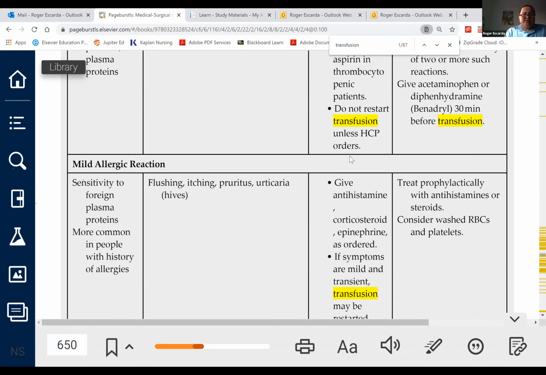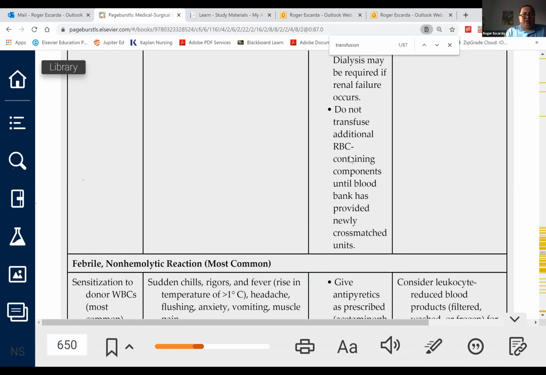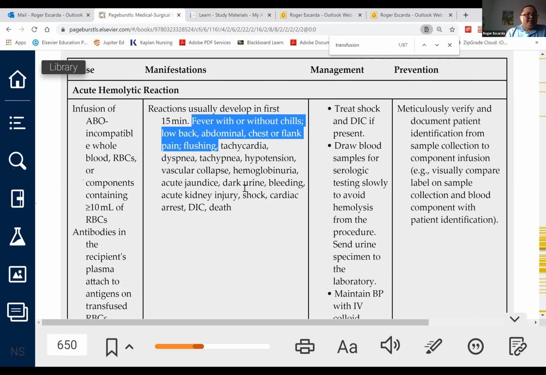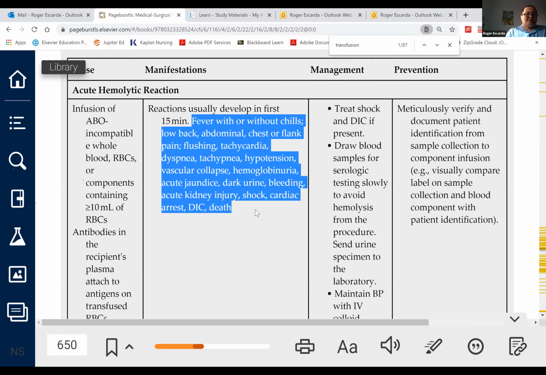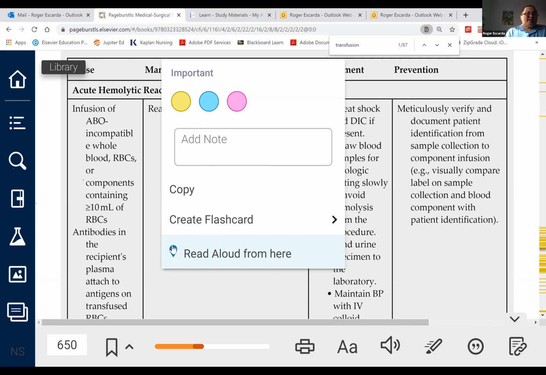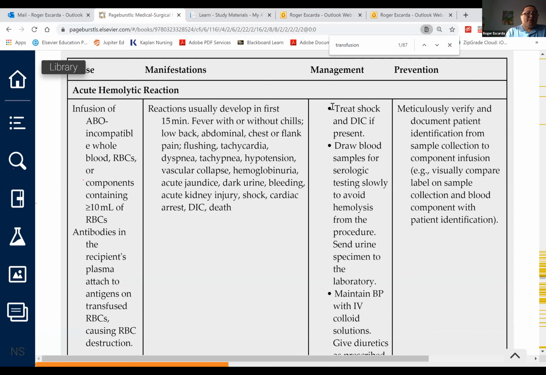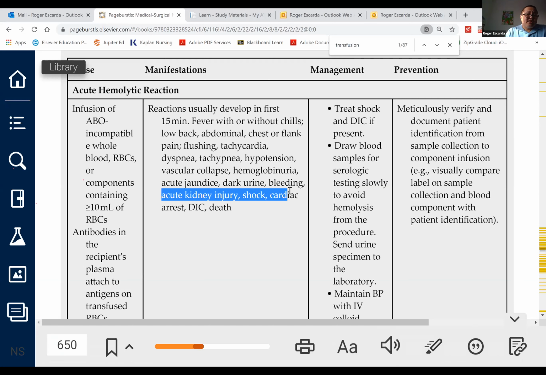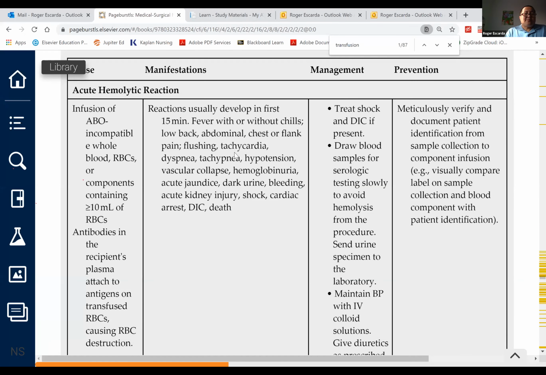Any other question? Again, you need to read all three columns down. You need to know how to recognize it, because that's what you're paid to do. You don't just start a blood transfusion and then leave. You're monitoring the patient. If you see these signs, that's an acute hemolytic reaction. Then you stop the transfusion, and depending on how soon you stopped it, look at what happens. The patient goes into DIC: acute kidney injury, shock, cardiac arrest, DIC, death. This is the most serious of all.